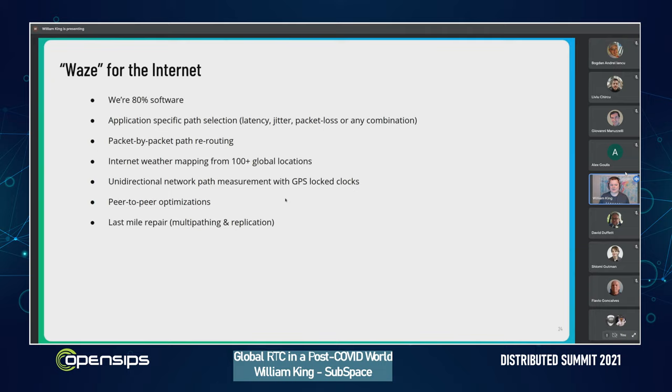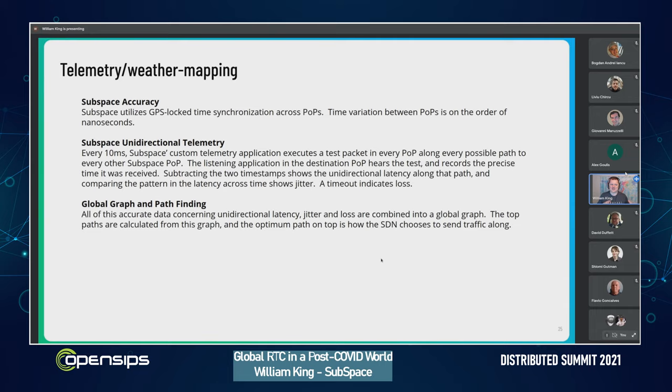So we're weather mapping in real time. We're also weather mapping unidirectional paths. And what that means is I can tell the latency from Frankfurt to LA separate from LA to Frankfurt. And so we're not just doing the RTT divided by two. We're able to do this because we've got GPS locked time synchronization across many of these pops. And then from the other pops, we're able to go off of our own time services. And every 10 milliseconds, we're able to send test packets or synthetic packets to be able to measure for jitter, latency, loss in unidirectionals, able to combine that in real time to be able to do the global graph.